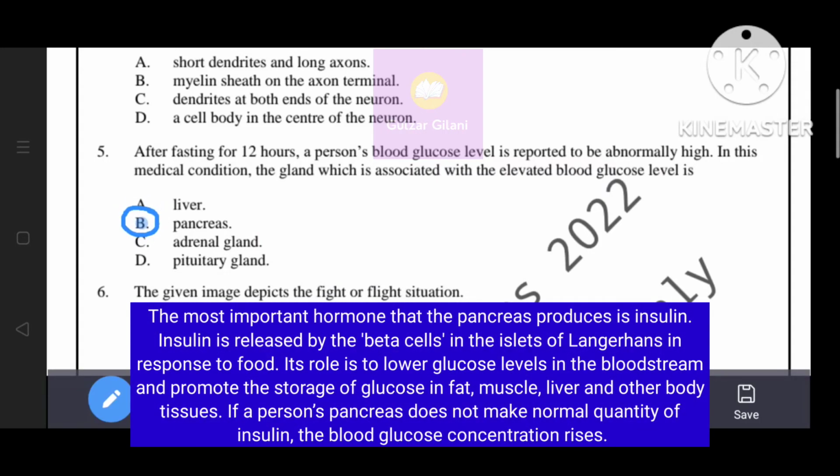As you know, the most important hormone that the pancreas produces is insulin. Insulin is released by the beta cells in the islets of Langerhans in response to food. Its role is to lower glucose levels in the bloodstream and promote the storage of glucose. If a person's pancreas does not make a normal quantity of insulin, the blood glucose concentration rises. Therefore, the correct answer is option B, pancreas.